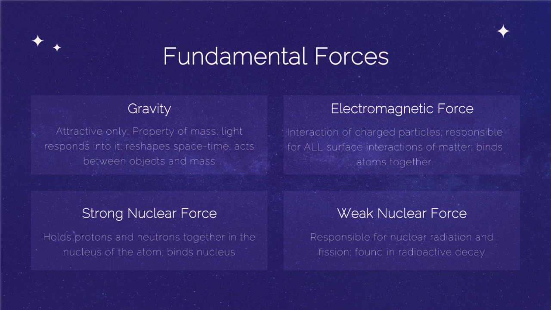Gravity is a property of mass and it attracts bodies, and light responds to it. It reshapes space and time and also acts between objects with mass. Electromagnetic force includes the interactions of charged particles and is responsible for all surface interactions of matter and it binds atoms together. Strong nuclear force, on the other hand, holds and binds protons and neutrons together in the nucleus of the atom, while the weak nuclear force is responsible for nuclear radiation and fission that can be found in radioactive decay.